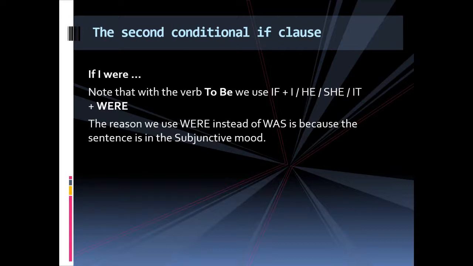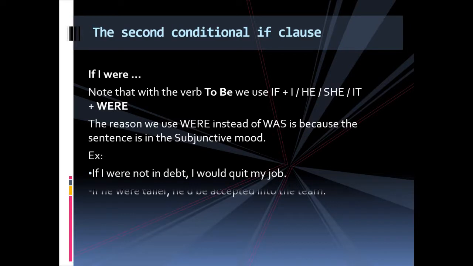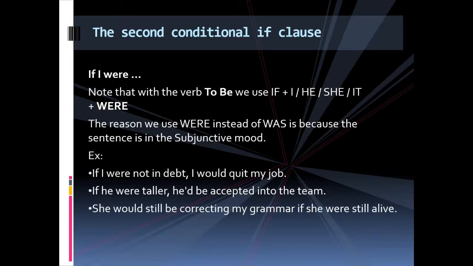because the sentence in this is subjunctive mode. That means hypothetical. We are thinking of "if I were rich," "if I were a millionaire," and something like that. So the example: if I were not in debt, I would quit my job. If I were taller, he would be accepted into the team. She would still be correcting my grammar if she were still alive.